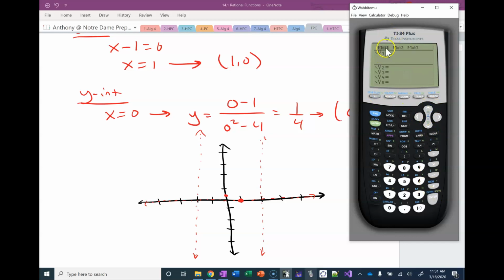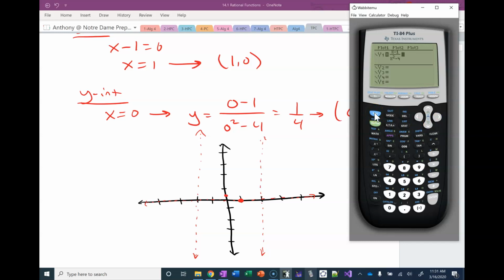So I'm going to press the y equals button, make sure all of my plots are off. And then I'm going to type in my function exactly as it appears. To get the fraction, what I like to do is press the alpha button and then the y equals to bring up this fraction menu, and then choose the numerator over denominator command. Okay. So there's that.